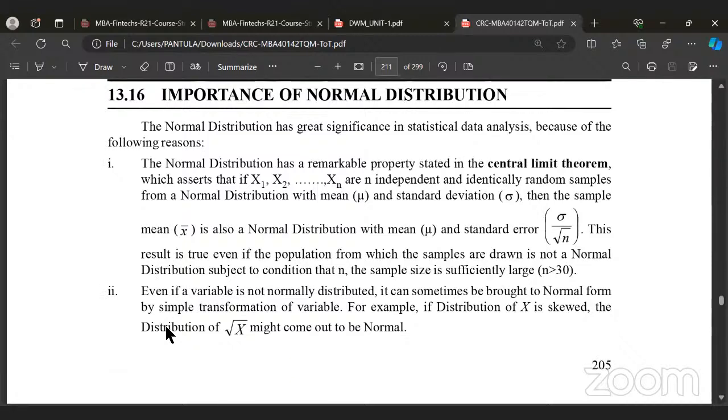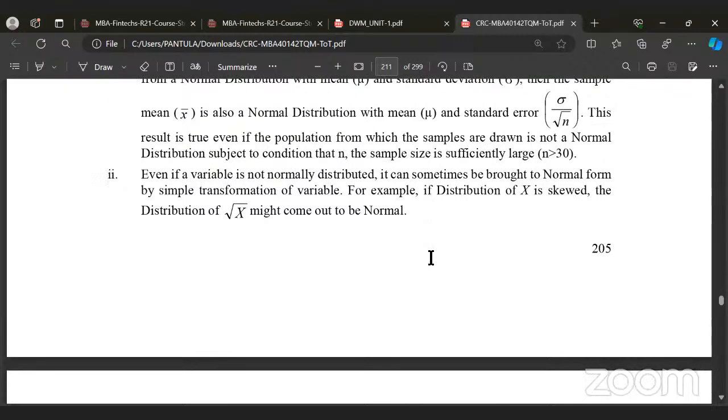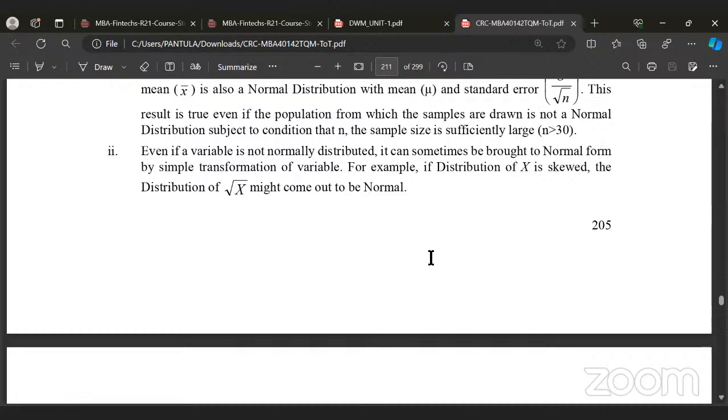Normal distribution has great significance in statistical data analysis because of the following reasons. Normal distribution has a remarkable property stated in the central limit theorem. X1, X2, Xn, independent and identical random samples with mean mu and standard deviation sigma. The sample mean x bar is also normally distributed. Sigma divided by square root of n is the standard error. So even if a variable is not normally distributed, it can sometimes be brought to normal form by a simple transformation of the variable.